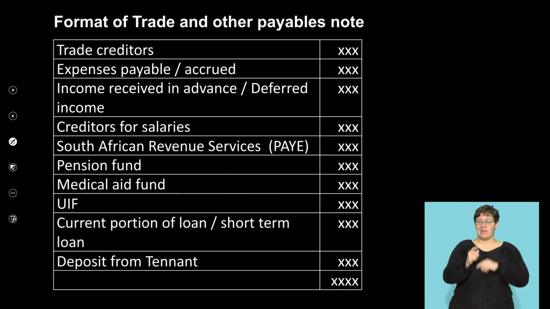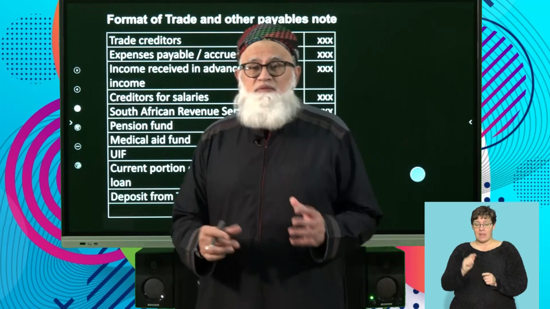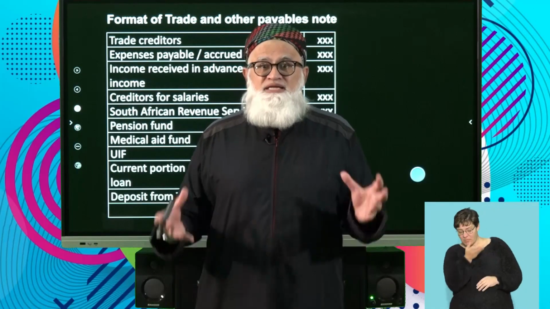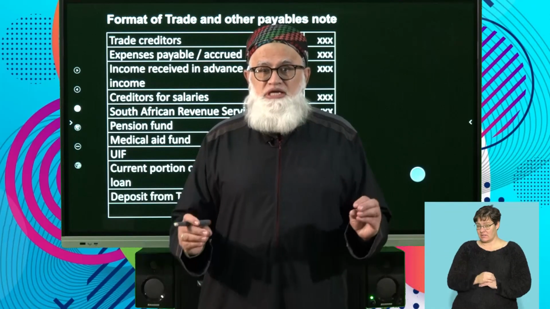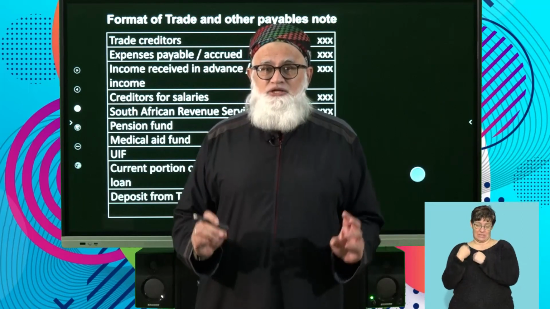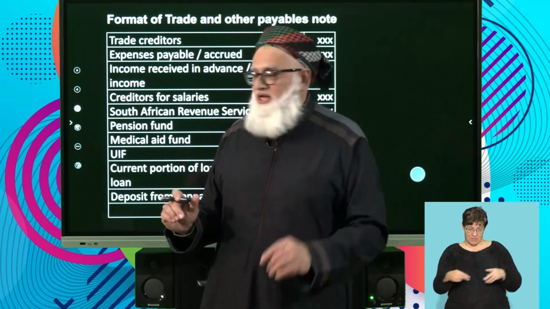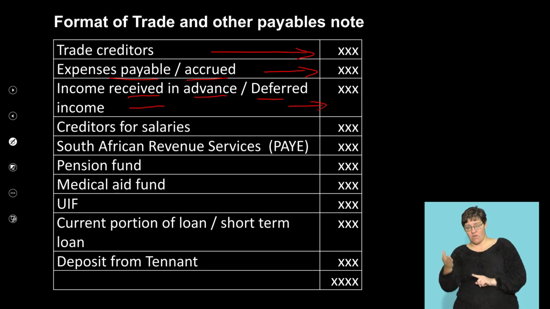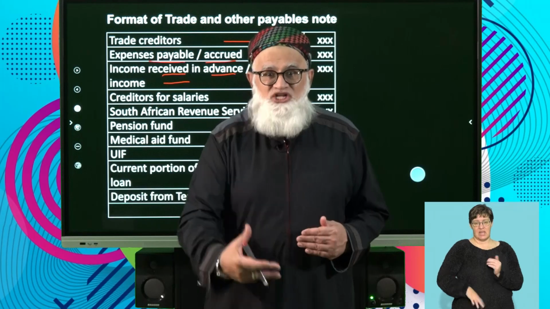is your trade and other payables. Now, your trade and other payables note, also a very important note, and look at the information that needs to go into these notes. You need all your liabilities, your trade and other payables. Watch, it's your trade creditors, creditors control, your expenses payable or accrued expenses, right? Income received in advance, also known as deferred income, okay? Then you have all your liabilities in respect of salaries and wages.